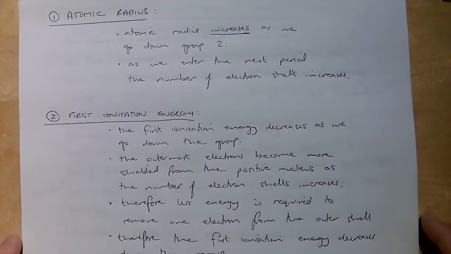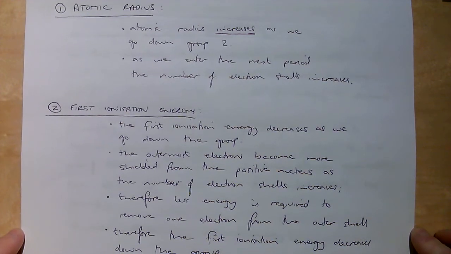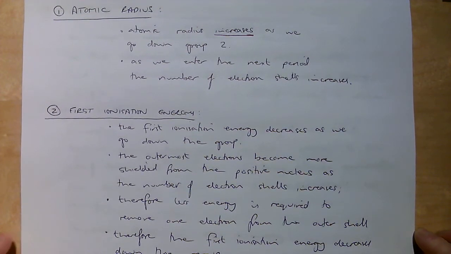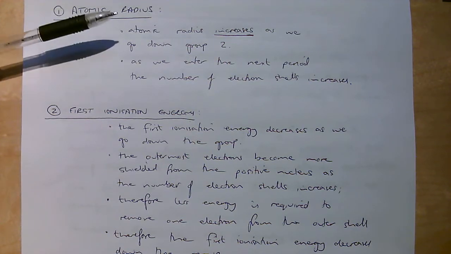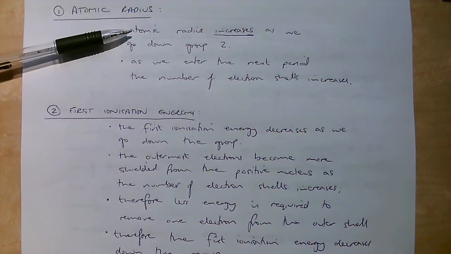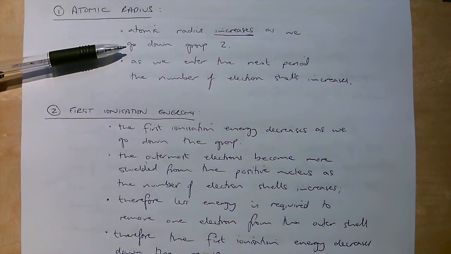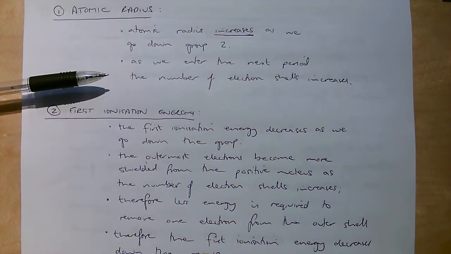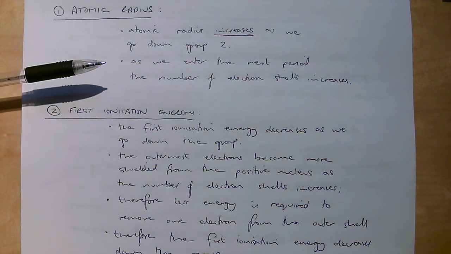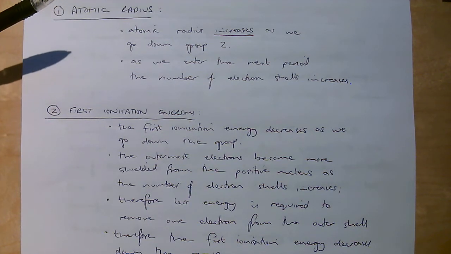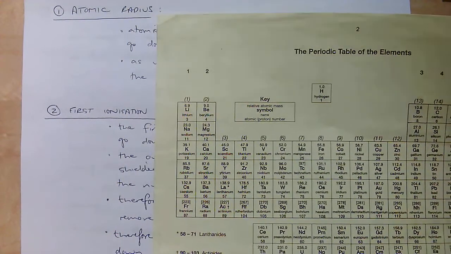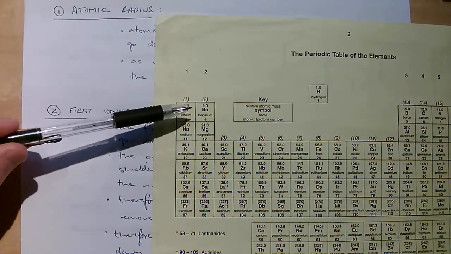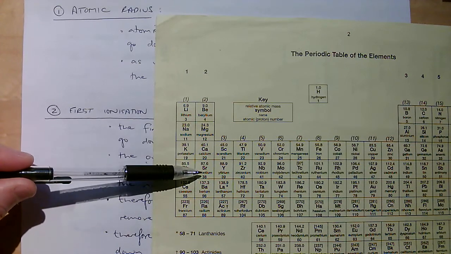So let's first of all consider the trend in atomic radius. The atomic radius increases as we go down the group. This is because as we go into the next period, the number of electron shells increases. So that's really very simple, isn't it? As we go down the period, let's have a little look at our periodic table here. Beryllium, magnesium, calcium, strontium.